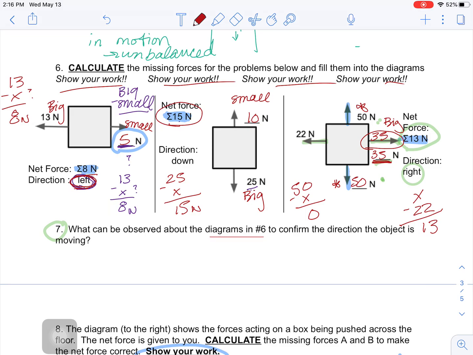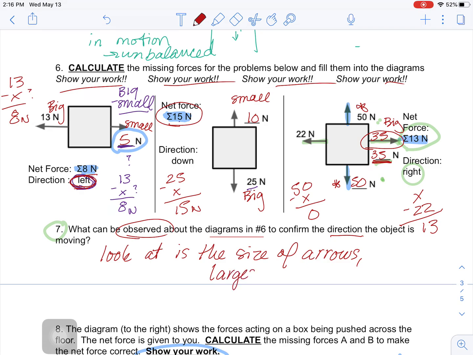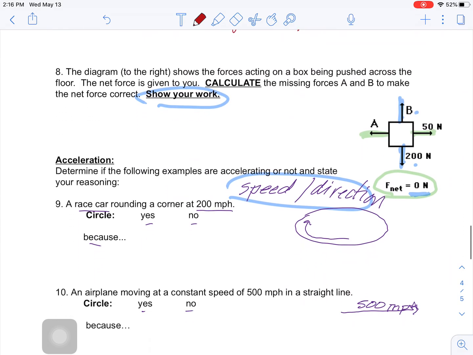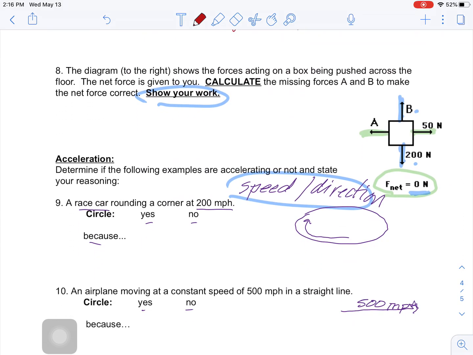Thinking about all these problems, number 7 is related. What can be observed about the diagrams in number 6 to confirm the direction the object is moving? So observed on the diagram, what we could look at is the size of the arrows, and the largest arrow, or the longest arrow, I guess, equals the direction. Couple left, here we go.